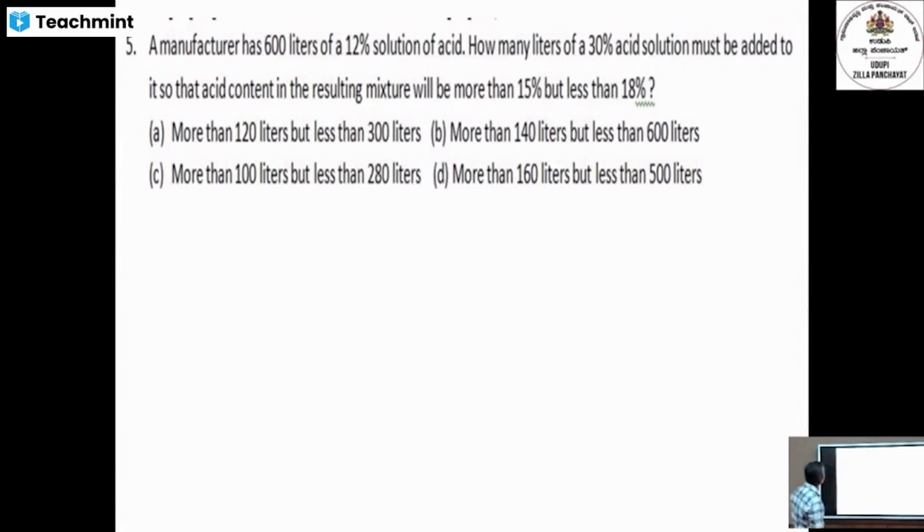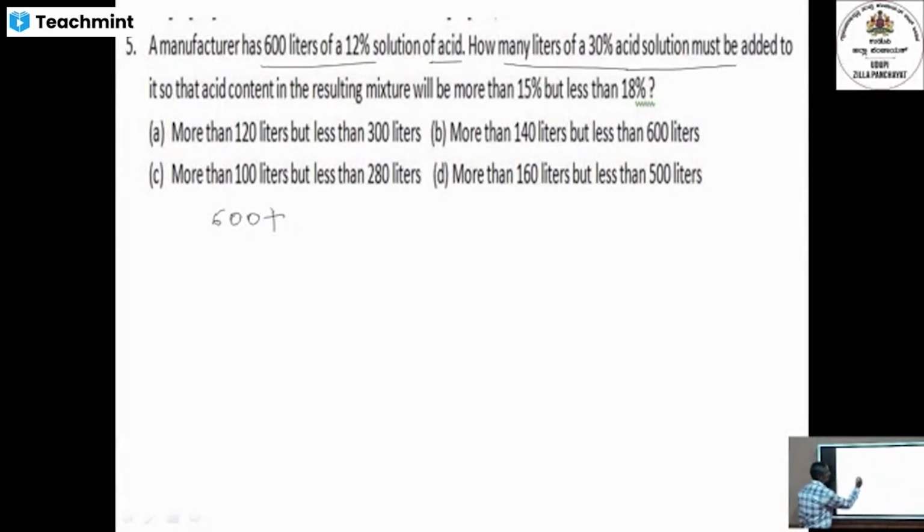So let's go for the next question. A manufacturer has 600 liters of 12% solution of acid. He has to add how many liters of 30% solution? So 600 liters are there and he is adding something to it. That's something we don't know.